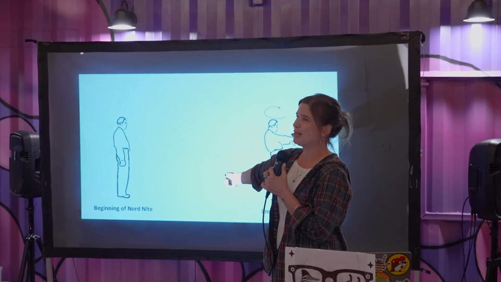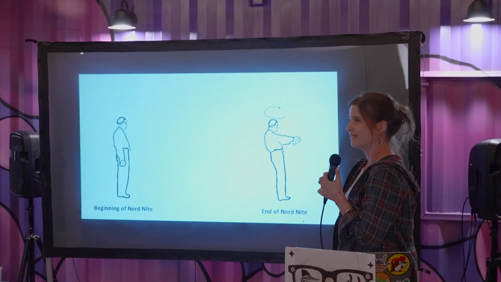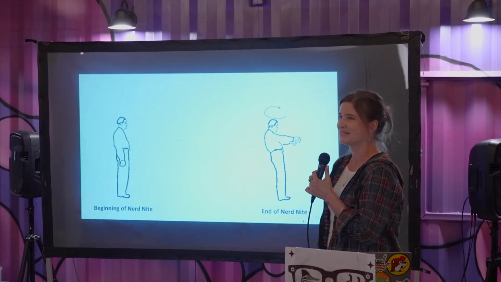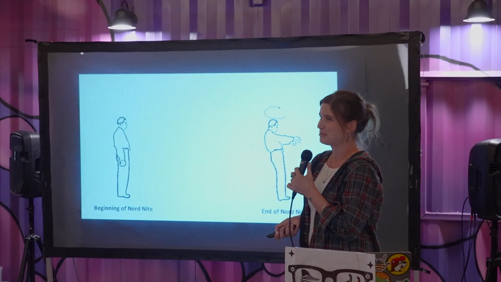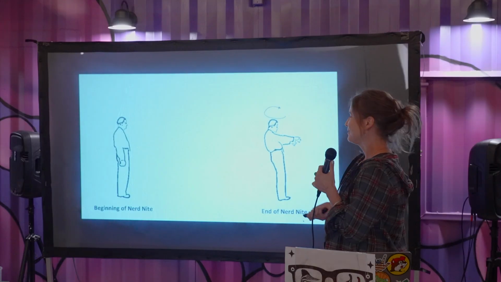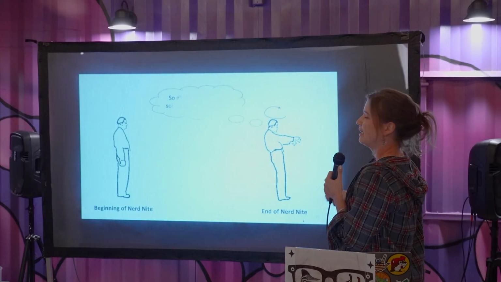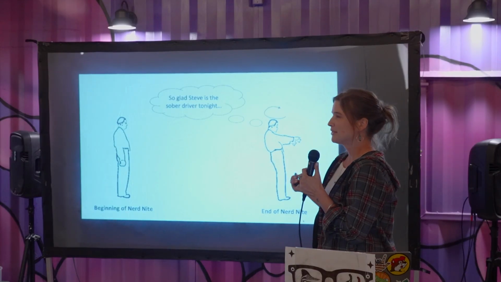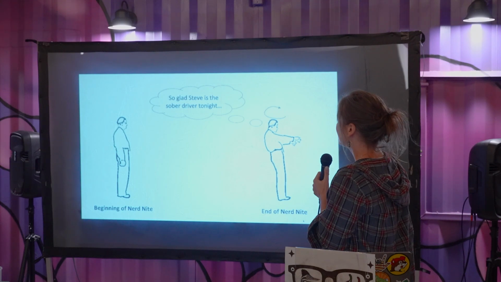I don't remember what paper I got this diagram from, but I really liked it, and I'm sorry I forgot to cite it, so if you're the author of this paper, I apologize, but I took this diagram from an ataxia paper. So at the beginning of Nerd Night, you're feeling fine, maybe you have a couple of beers, and then at the end of Nerd Night, you're a little bit wobbly maybe. And hopefully if you're feeling this way, you have a sober driver. But what's happening here?